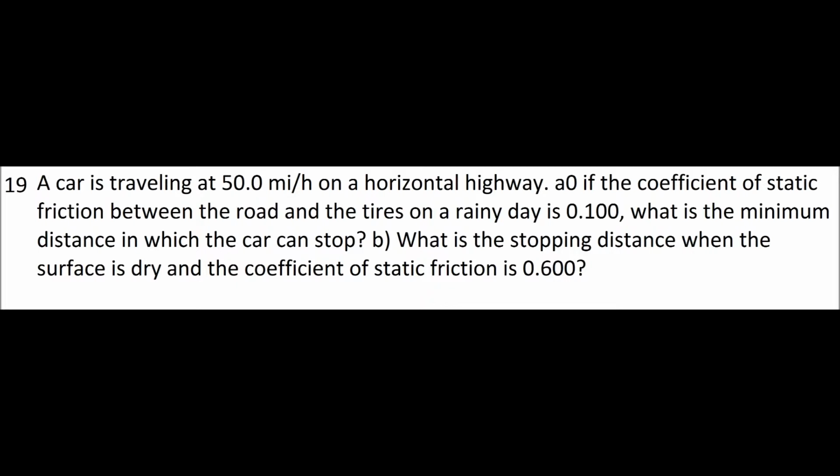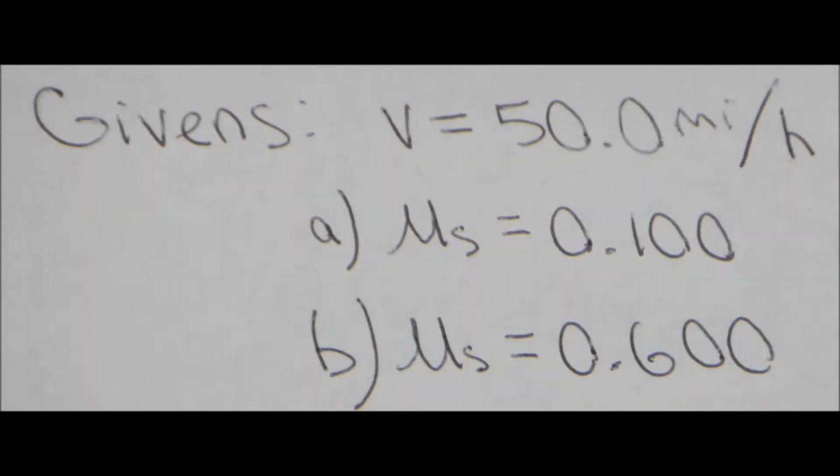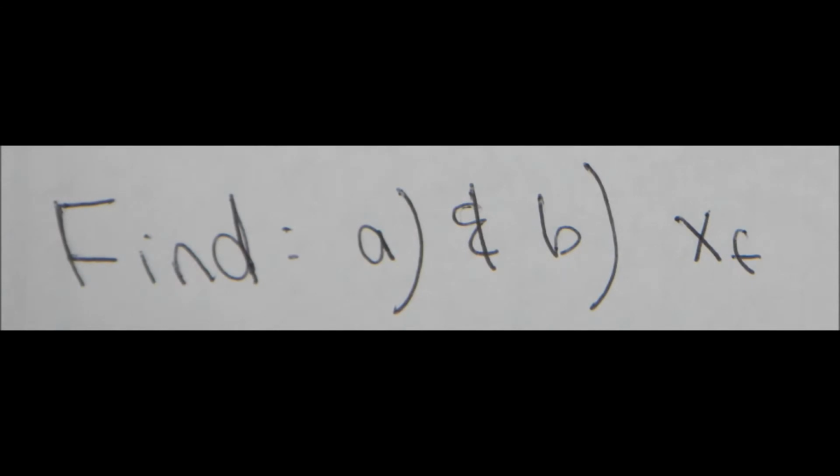And part B: what is the stopping distance when the surface is dry and mu_s is equal to 0.600? What we are given in the problem is 50 miles an hour, which is the same for both parts. For part A, the coefficient of static friction between road and tires on a rainy day is 0.1, and the coefficient of static friction in part B is 0.600. For both parts, we are trying to find the stopping distance, which is x_f.